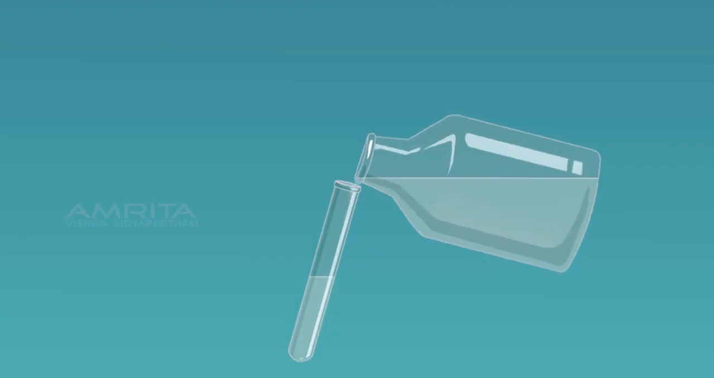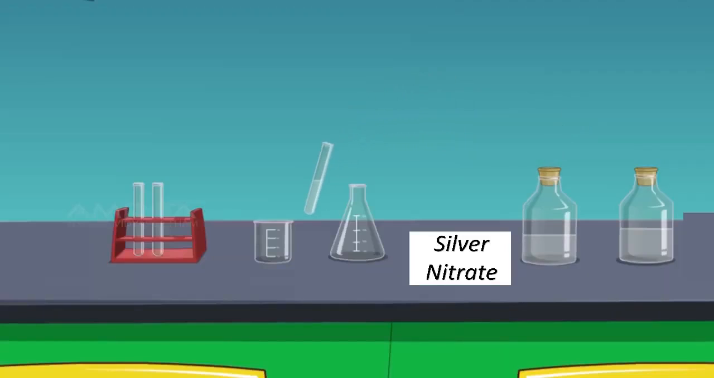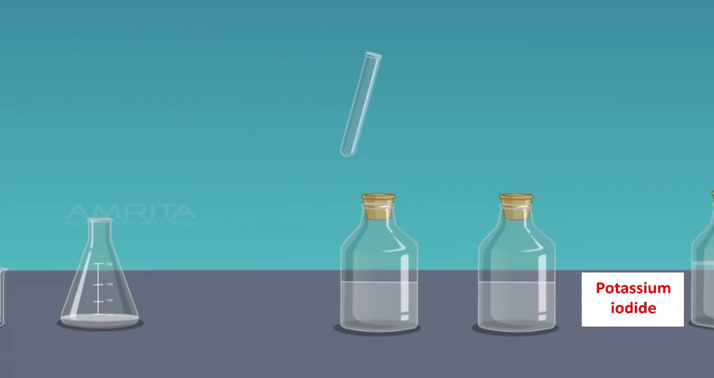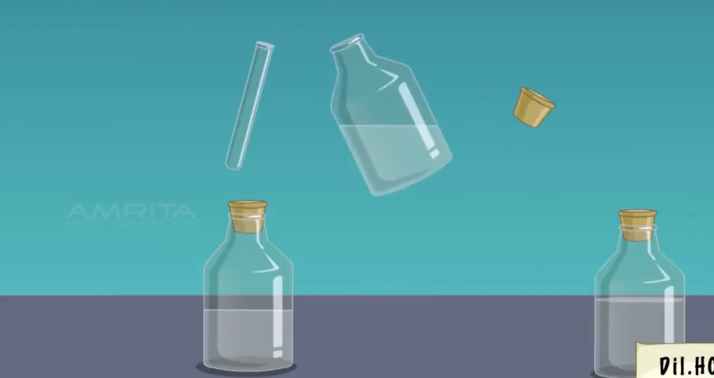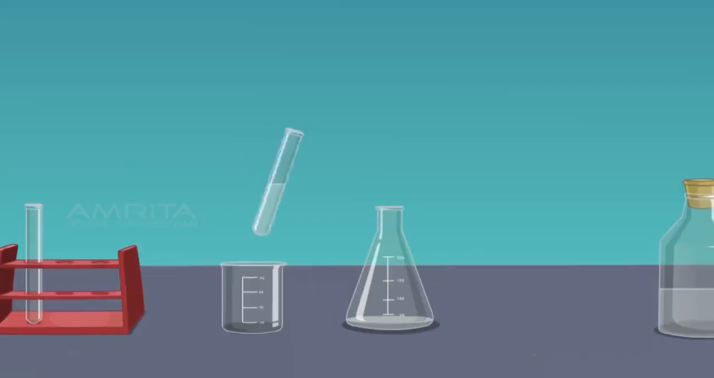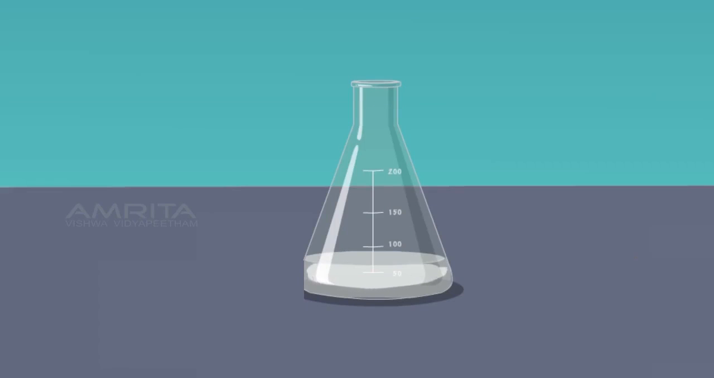And on to our next reaction, once again using silver nitrate. Pour that into our flask. Now we're going to go get some potassium iodide, KI. We'll transfer that to our test tube, bring that to our flask, mix them together, and again we have another white precipitate.